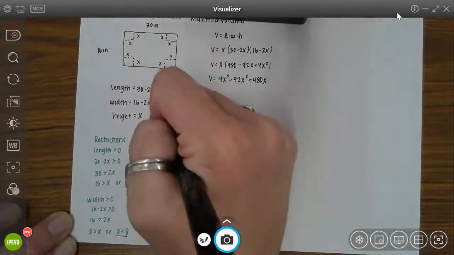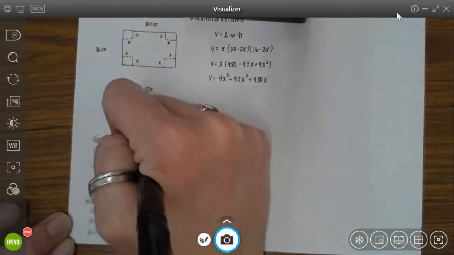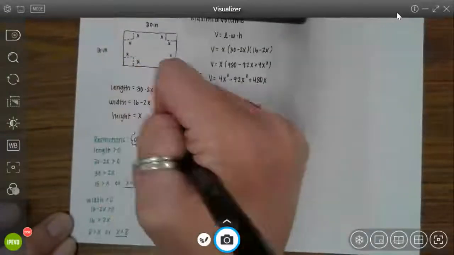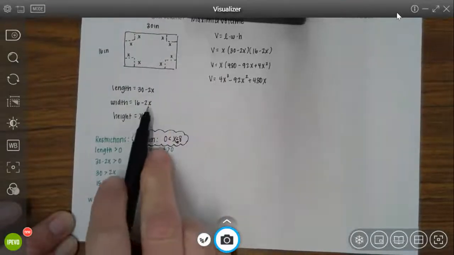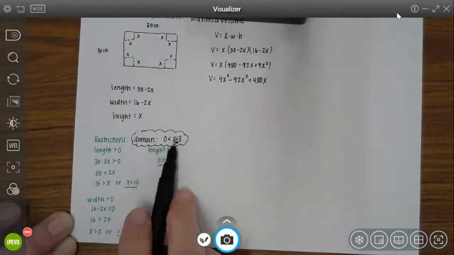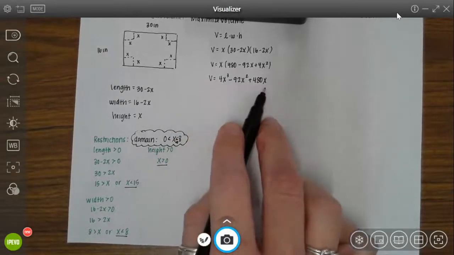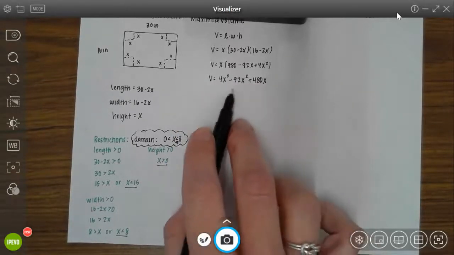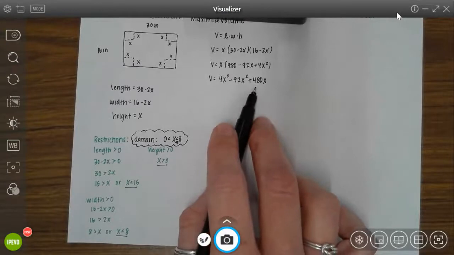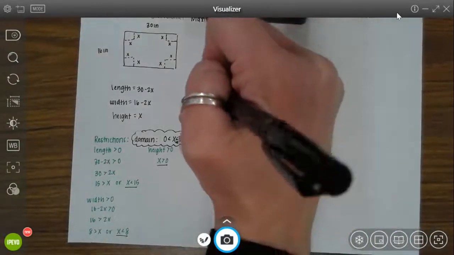So my domain, actually, I wouldn't be able to include 8, because if I plugged in an 8 here, that would give you a 0. So somewhere in between 0 and 8. That's going to be important over here, because now we want to take the derivative of this to figure out where our maxes are happening, so let's go ahead and do that.